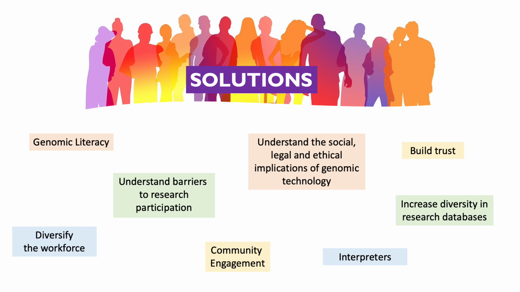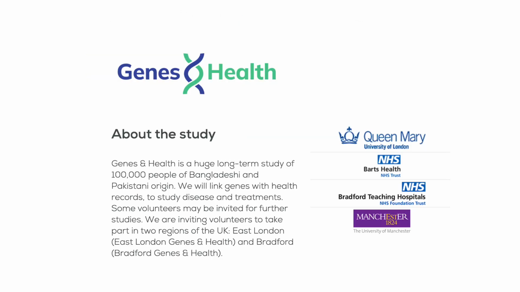And I've already touched on increasing diversity in research databases. That was my last point. So I just thought I'd end with one small UK study. This is being done by Bradford and London. Jointly, they're trying to sequence or look at the genes of 100,000 people. They're trying to understand, particularly in Bangladeshi and Pakistani people of that origin, their health in relation to genetics.